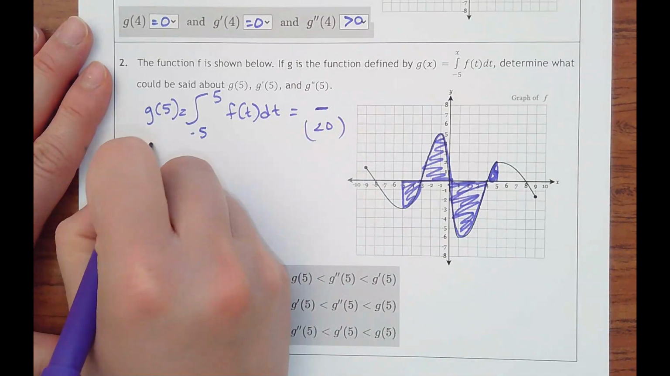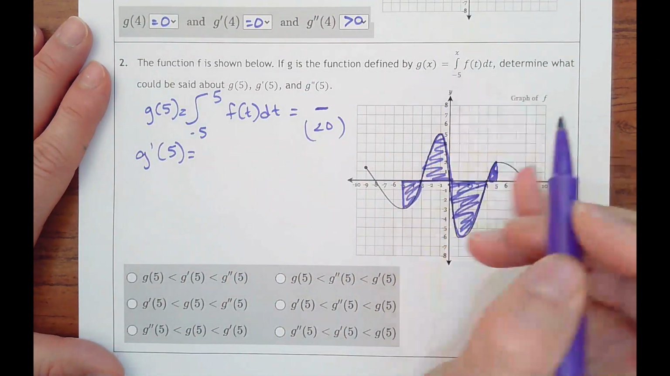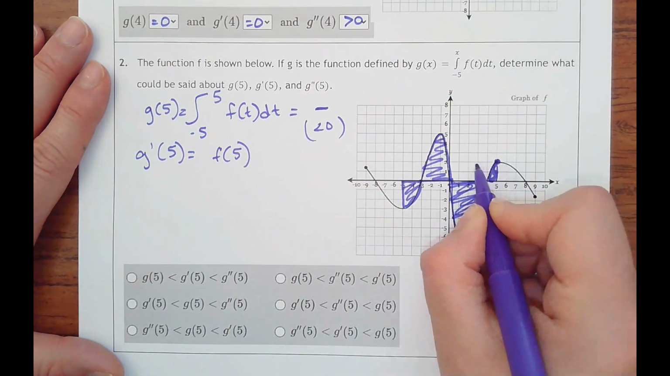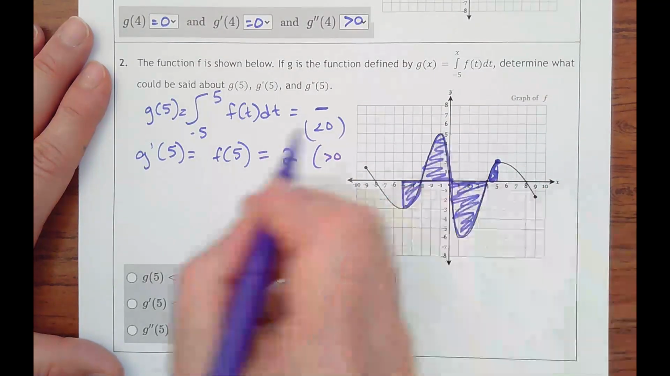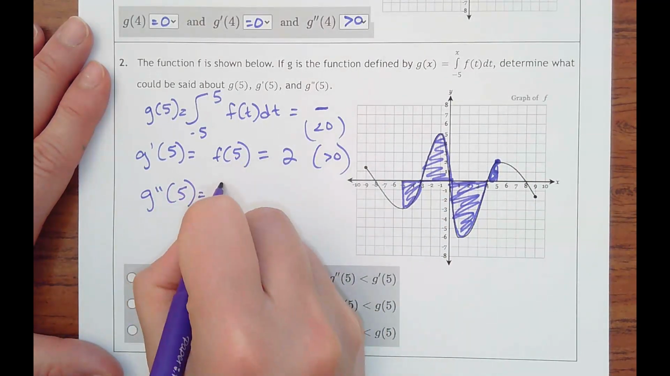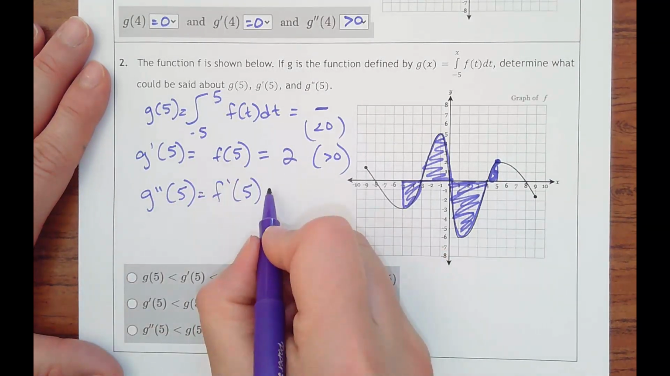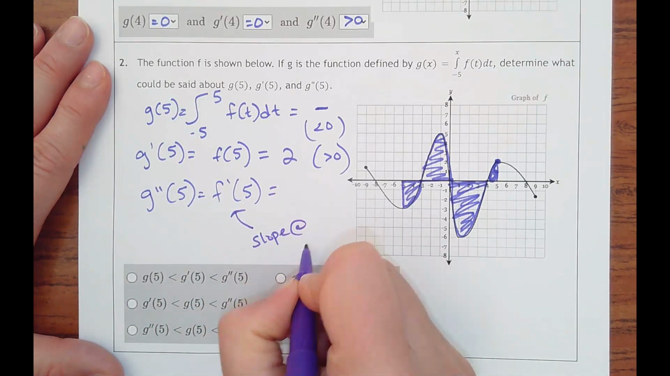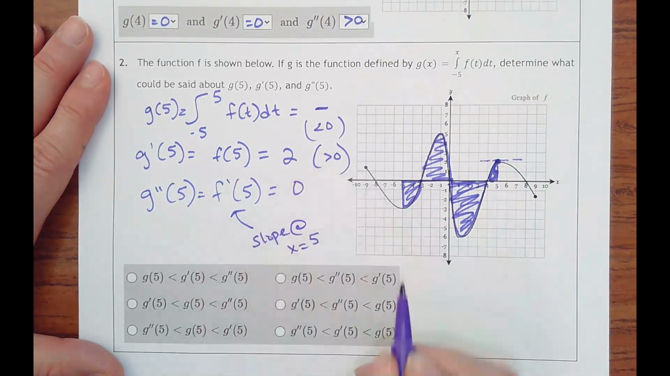Okay, let's do g prime of 5. You're going to plug or take the derivative, so that really equals f of 5. So at 5, y is 2, which is obviously positive or greater than 0. And g double prime of 5 is going to be f prime of 5, because I'm taking the derivative and the derivative. So slope at 5 looks like a horizontal tangent line, so that would equal 0.